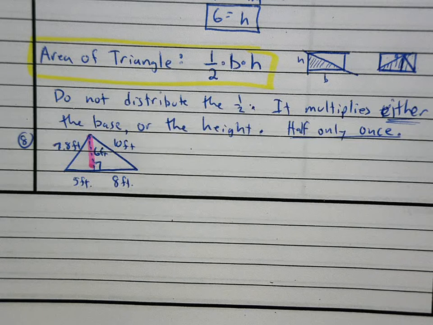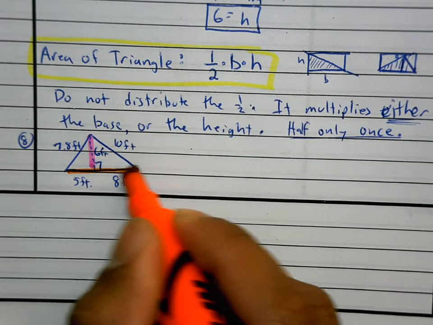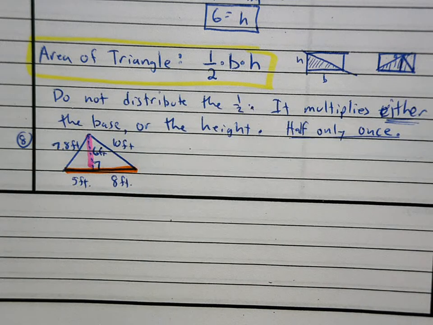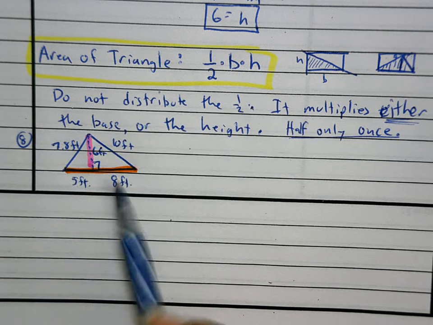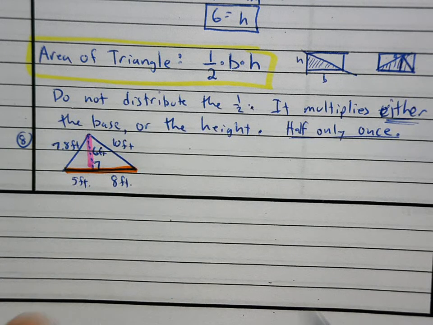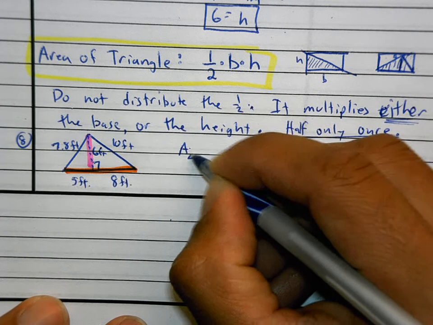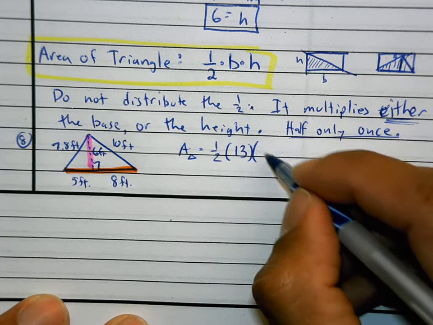Do you know which one the base is going to be? 13, 5 plus 8, same thing. It's the full base. We got to have both of those two things together. So when I do the base, it's not just 5, it's not just 8, it's that full distance, it's 13. You could put 5 plus 8, but I'm going to put 13. And so my formula is area of the triangle is 1/2 13 times 6.